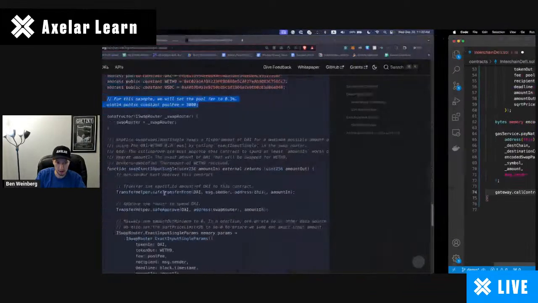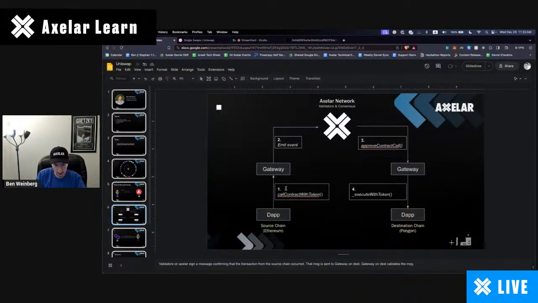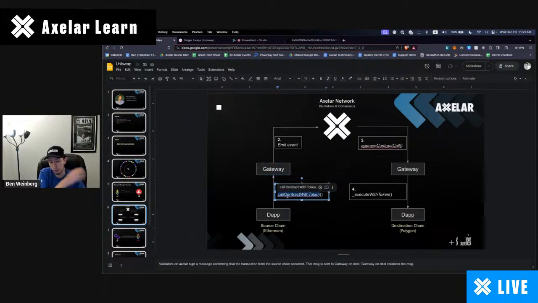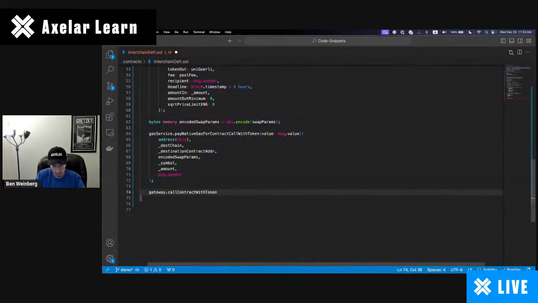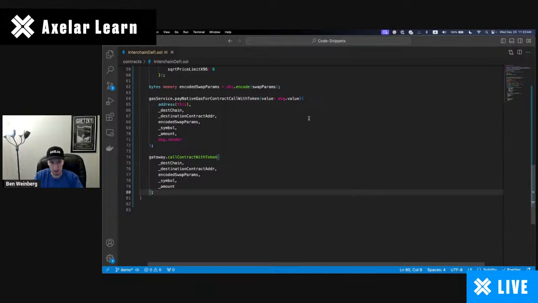Great. Now that we've paid for the gas, we need to execute our call contract with token function. Remember, that is this guy that we were defining here on this slide. This is exposed by the gateway contract, and as soon as we call this call contract with token, assuming we paid our gas, then this will actually trigger the interchain transaction. So it needs a bunch of parameters too, which should look familiar. Those are the destination chain. What is the name of the blockchain we're going to? What is the address on that blockchain that we're going to? What is the message that we're sending? The symbol of the token we're sending, because remember, this is contract call with token. We're sending a token along with our message. And what is the amount of tokens that we're sending?